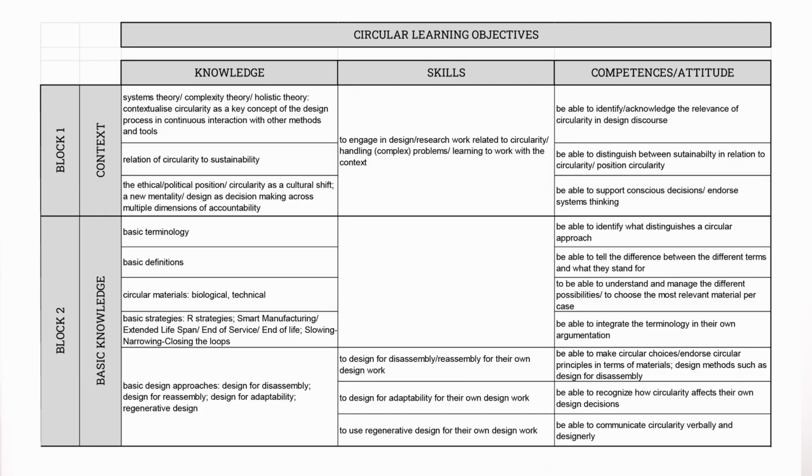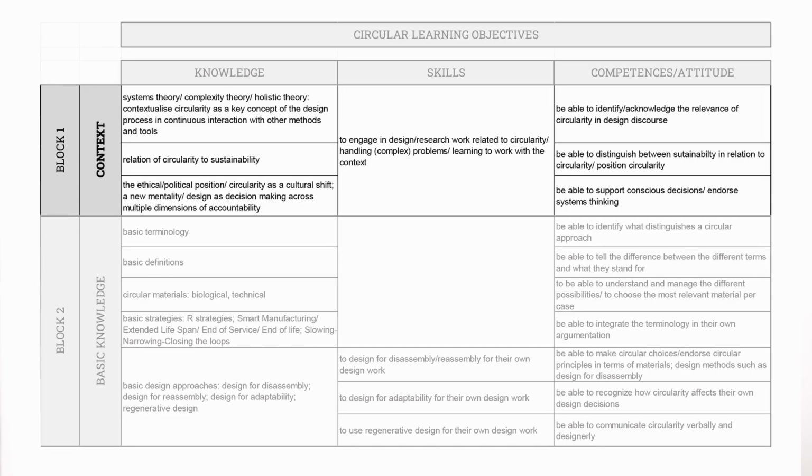The CLO list opens with two basic blocks: context and basic knowledge. The first block, just like its name implies, focuses on contextualizing circularity within the broader architectural discourse. These objectives revolve around the relation of circularity to systems theory and complexity theory. What does the systemic change circularity calls for really mean? The relation of circularity to sustainability is also included here, as well as its relation to the water, energy and food nexus. Finally, the social relevance of circularity, as well as its potential in contributing to the establishment of new design ethics, is also accounted for.